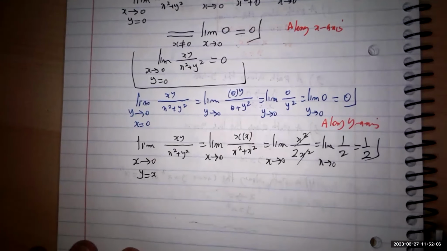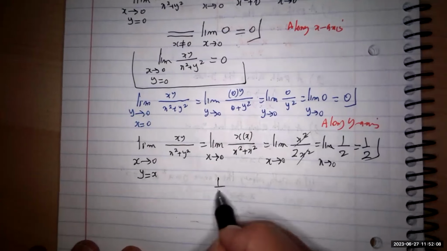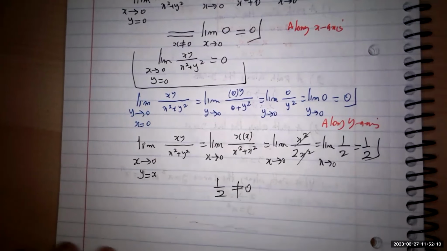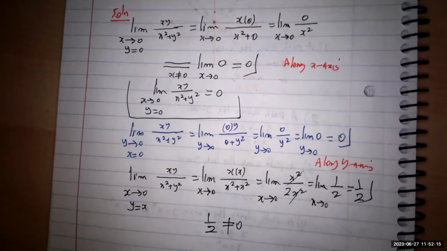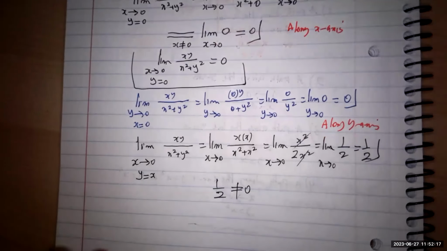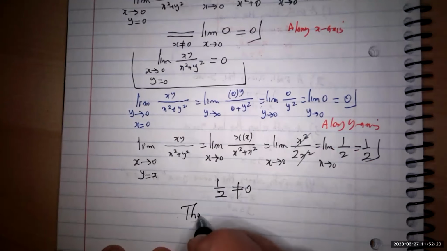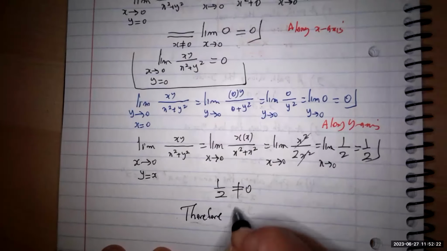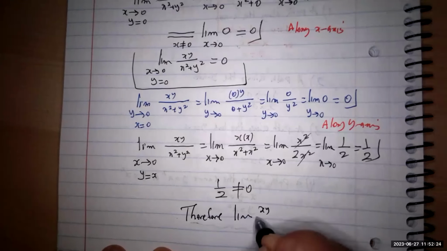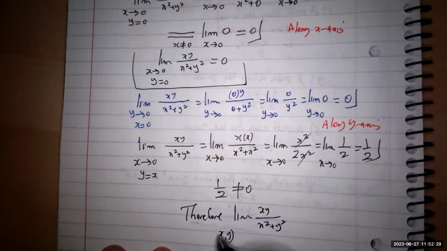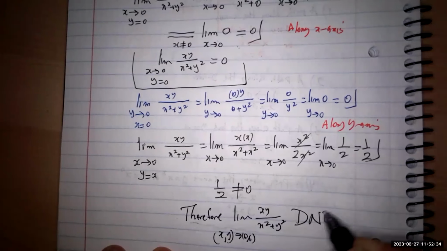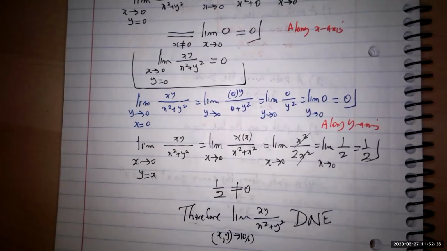Okay, it's a good one because you have two different numbers. 1/2 is not equal to 0. So you find two different directions with two different numbers. So according to that theorem, the result is that the limit does not exist. Therefore, the limit of xy over x squared plus y squared, x comma y goes to 0, 0, does not exist. And you're done. Of course, we make it short. You will see how I do the next one. Then that gives you the idea.